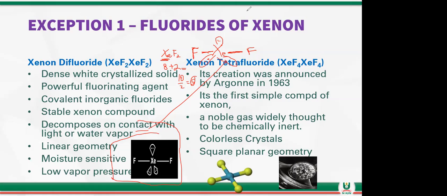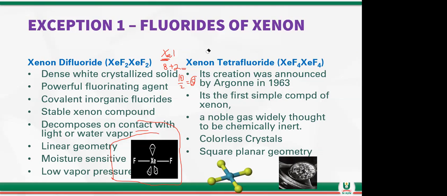And when we are looking at the second class of fluoride of xenon, we have xenon tetrafluoride. The creation of this xenon tetrafluoride was announced by Argonne in 1963. It was actually the first simple compound of xenon that was discovered. It was surprising because xenon is a noble gas that was widely thought to be chemically non-reactive.